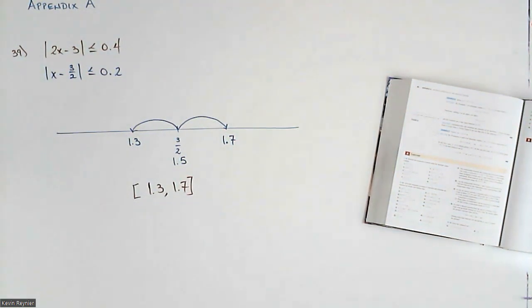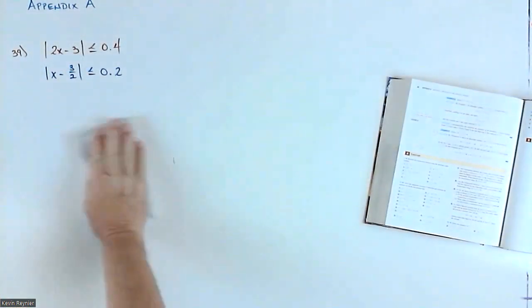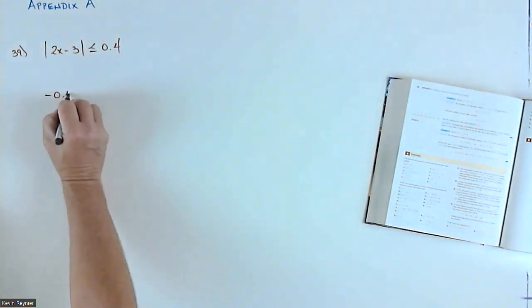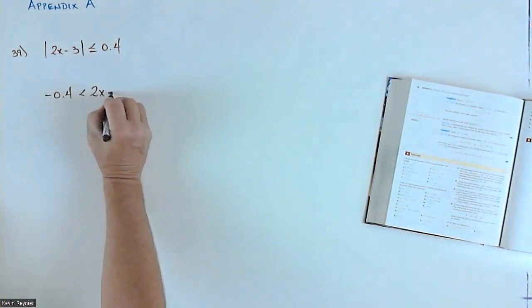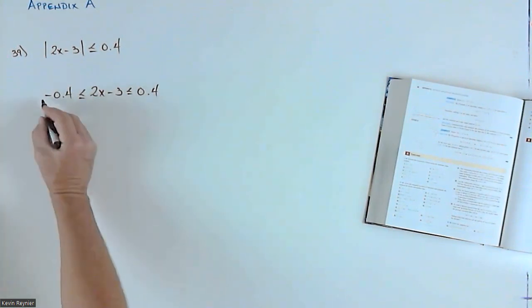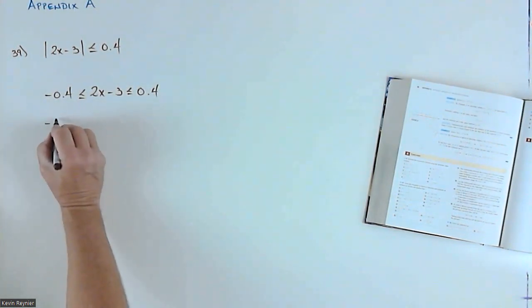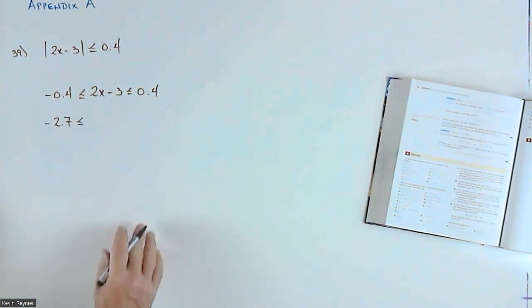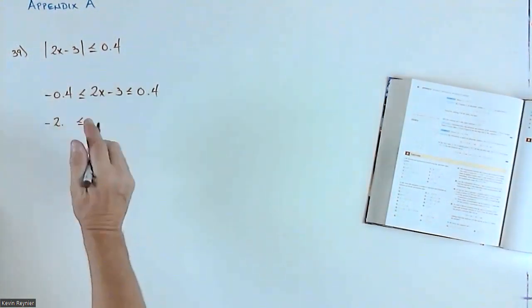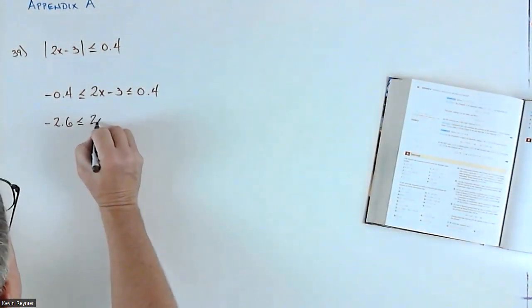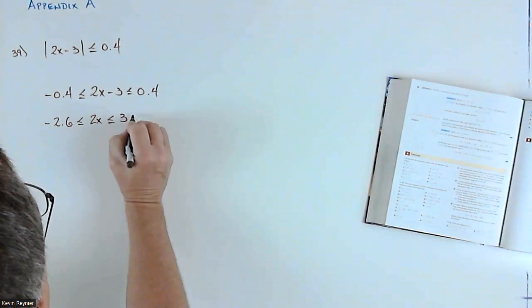And we didn't have to solve any inequalities, right? We didn't have to use the definition. If you wanted to use the definition, which we don't want to do, then you write negative 0.4 is less than or equal to 2x minus 3, less than or equal to 0.4. You move a 3 over here, and that gives you negative 2.6. Told you I wasn't good with numbers. And then over here, you move it and you get 2x is less than or equal to 3.4.